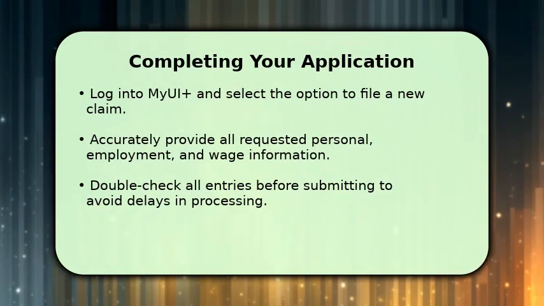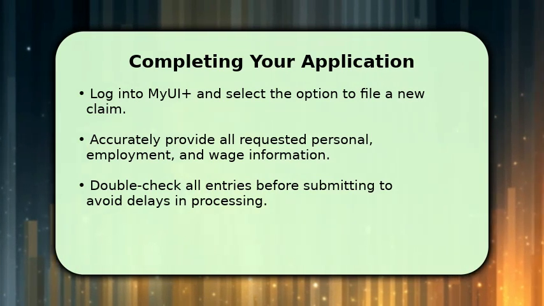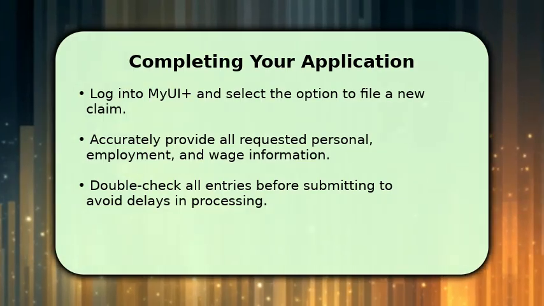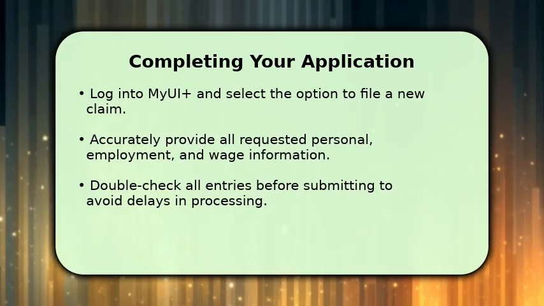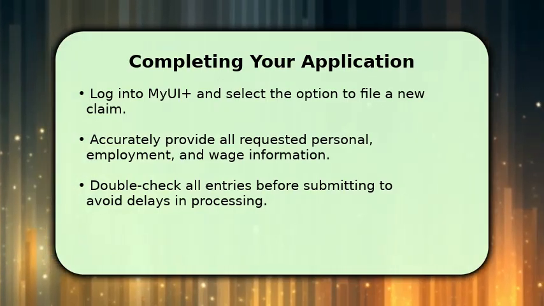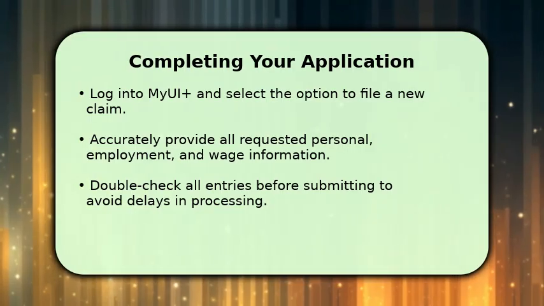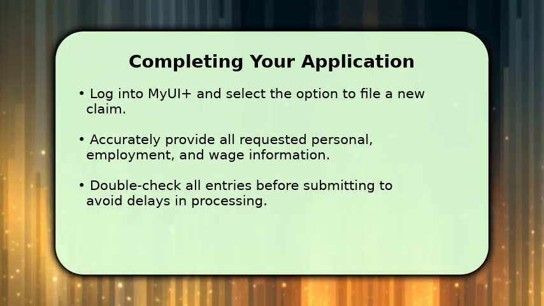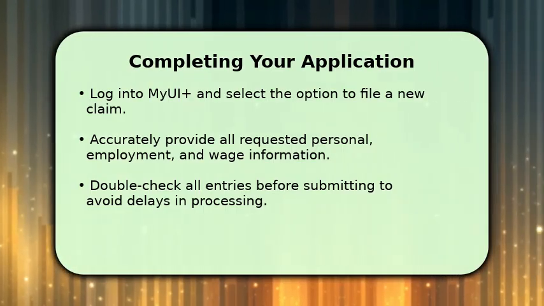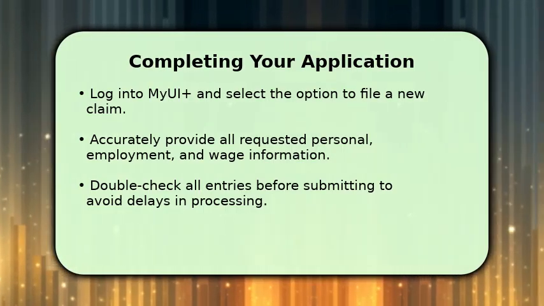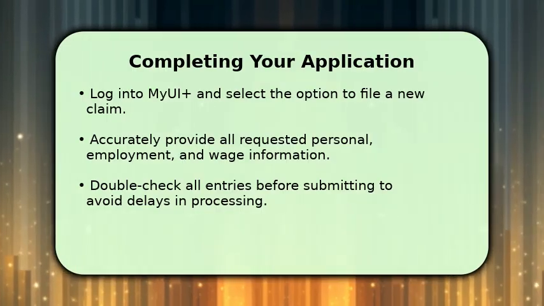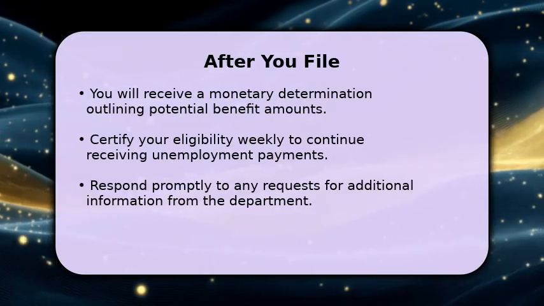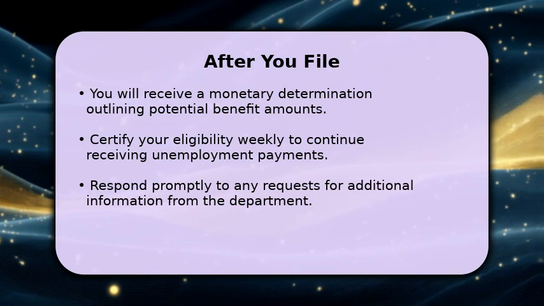Once you've gathered your information and confirmed eligibility, it's time to complete the application. Log into your MyUI Plus account and navigate to the File a New Claim section. Carefully fill out every field, providing accurate details about your past employers, dates of employment, and reasons for separation. It's crucial to be thorough and honest. A typical application takes about 30 to 45 minutes to complete, so set aside enough time to finish it in one sitting.